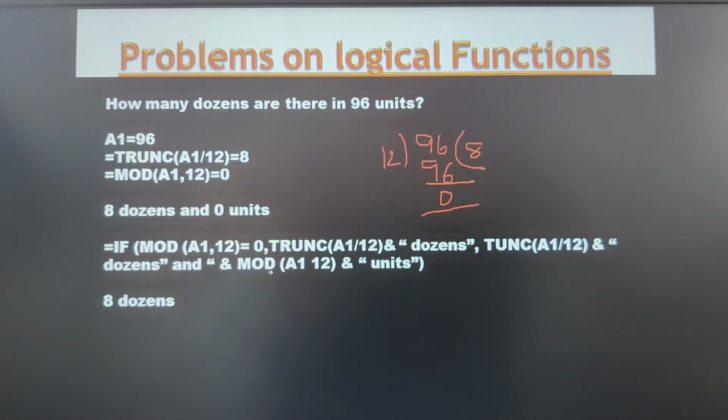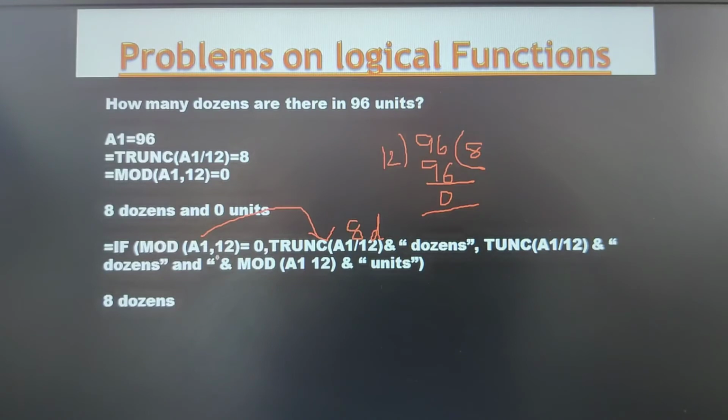Now, how have I written the formula? Look at this. When you perform the modulus operation, that is MOD 96 comma 12, if the modulus operation is returning 0, then this is an if condition. What will be the true part? If it is returning 0, then the true part of the statement has to execute. What is it? You need to perform the trunc operation. From here I am getting the value 8, and then with an ampersand I am joining the text and printing dozens. That's it, I am printing 8 dozens.